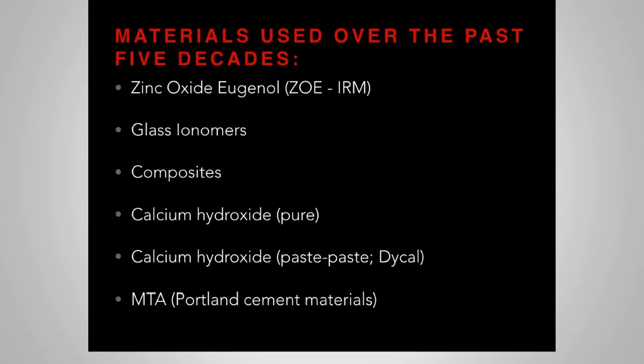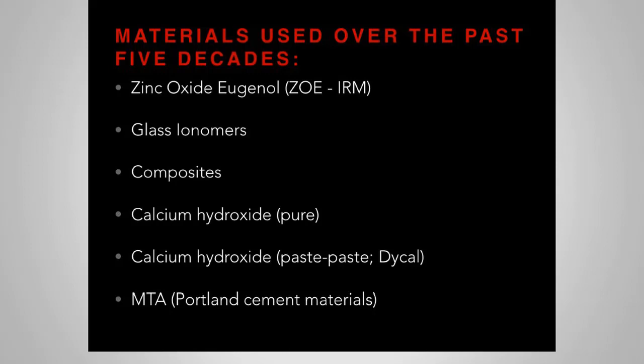So what have we used in the past? We used zinc oxide eugenol, IRM. That's what I was taught in dental school. Seems like a long time ago, because it was, and that was the go-to material, right? Then when the glass ionomers came along, we were using those, and composites, and there was the whole idea that you would just etch and put the composite over it.